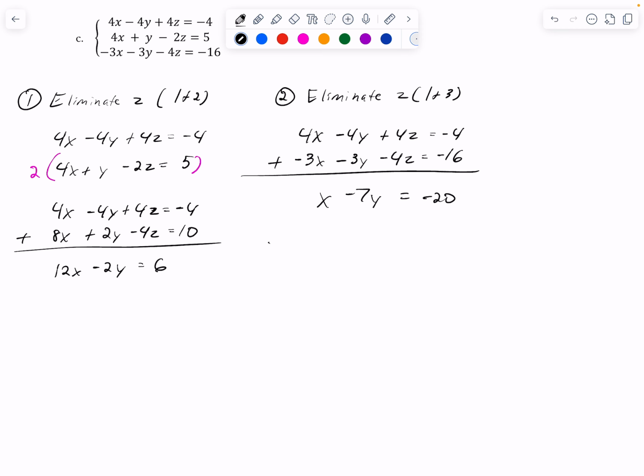All right, so step 3, put them together. 12x minus 2y equals 6. X minus 7y equals negative 20. And I'm going to go ahead and multiply. I guess it really doesn't matter. That's a pretty large number, but I think we can do it. I'm going to multiply this one by negative 12.